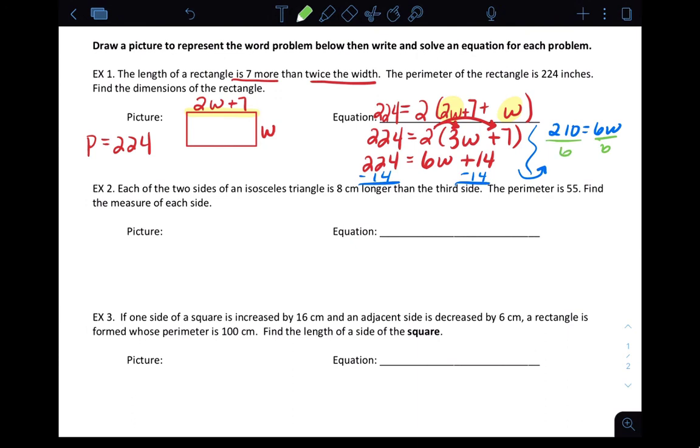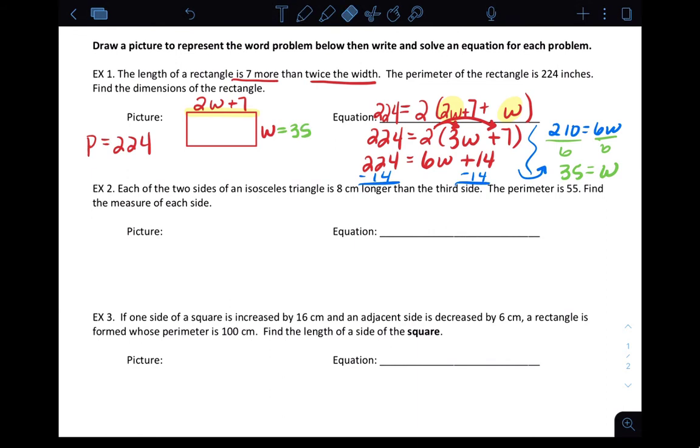So 210 divided by 6, that's going to be 35. We find out that 35 is our width. The question isn't asking what the width is. The question is asking us to find the dimensions of that rectangle. So I do know that the width is 35, but now I need to know the length.